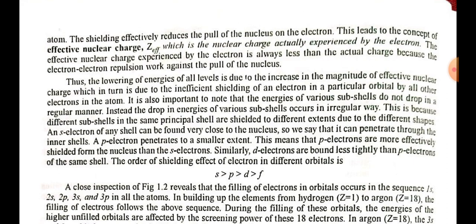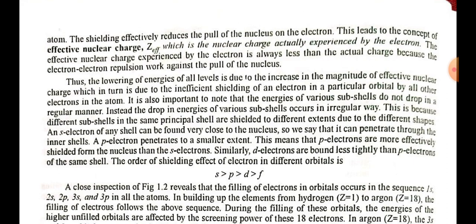The shielding effectively reduces the pull of the nucleus on the electron. This leads to the concept of effective nuclear charge, Z effective, which is the nuclear charge actually experienced by the electron. The effective nuclear charge experienced by the electron is always less than the actual charge because the electron-electron repulsions work against the pull of the nucleus.